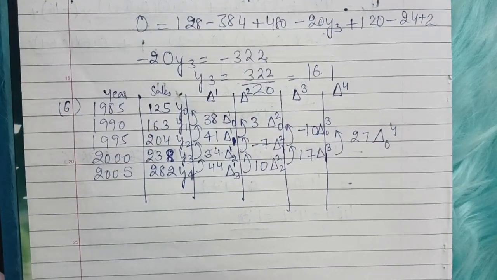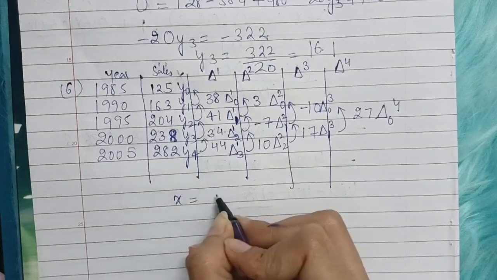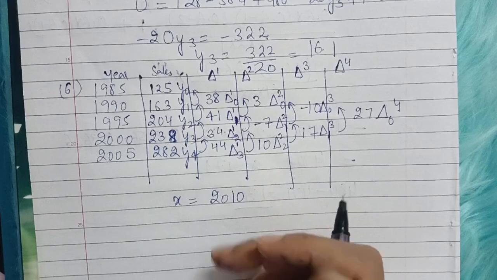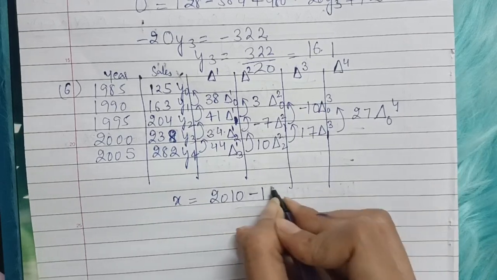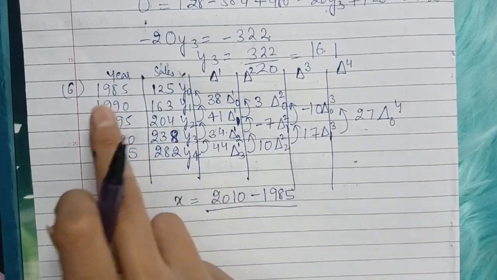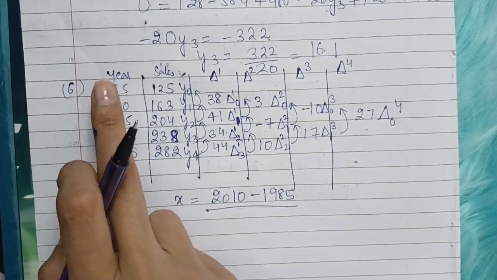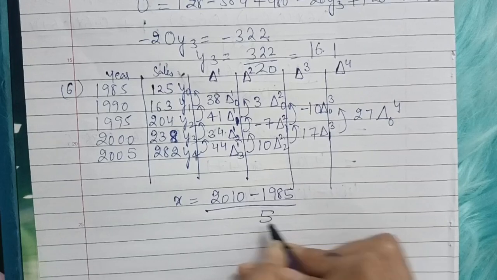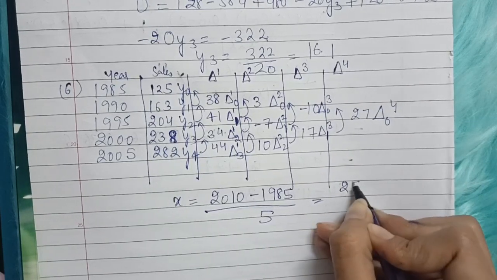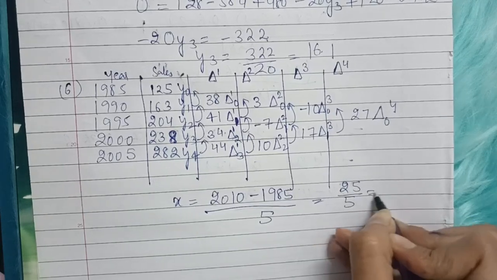Now we have to calculate x, that is x equals, what is my value? That is 2010, that is given in the question, because I have to find out for 2010, minus my x0 here, that is the first value 1985, divided by the difference. So 1990 minus this is 5. So what is my answer? That would be 25, I think. 15 plus 10, that is 25 upon 5, that is 5.